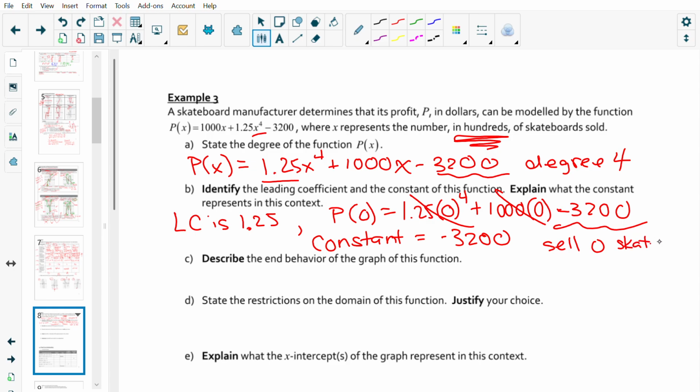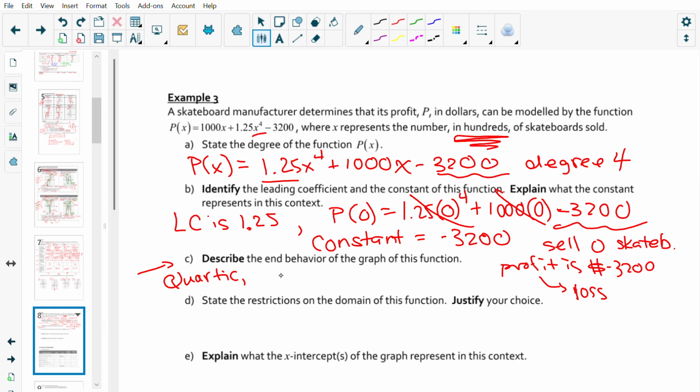Does that make sense? When you sell 0 skateboards, your profit is negative 3200. Well, negative means this is a loss. You're not making money, okay?